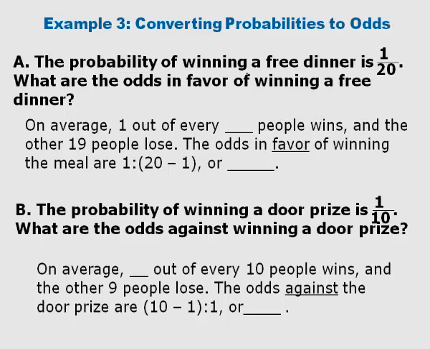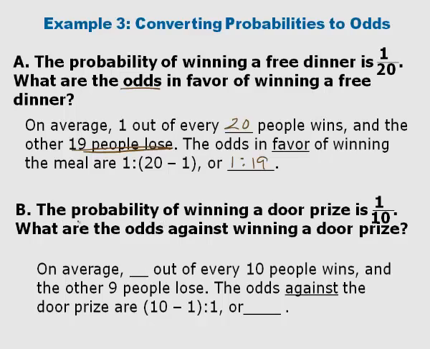The probability of winning a free dinner is 1 out of 20. What we want is one win. There's 20 possible. Change that to the odds in favor of winning a free dinner. Well, on average, 1 out of every 20 people win. So the other 19 people lose. So the odds in favor of winning the meal are 1 over unfavorable or losses, which is 19.